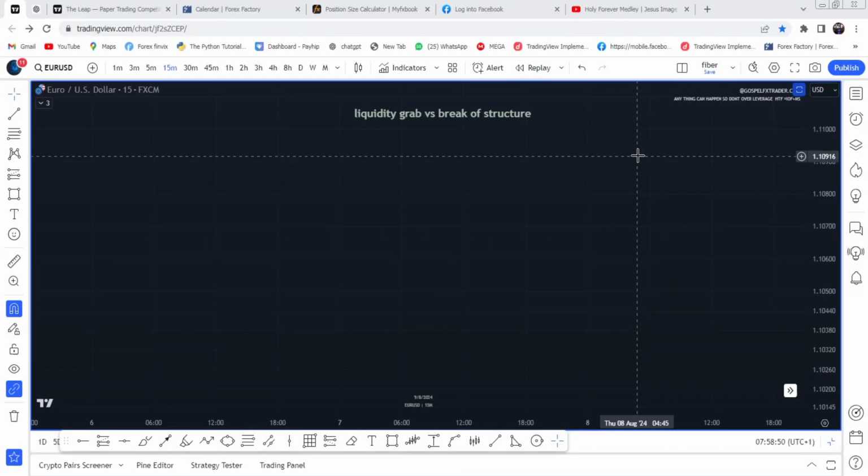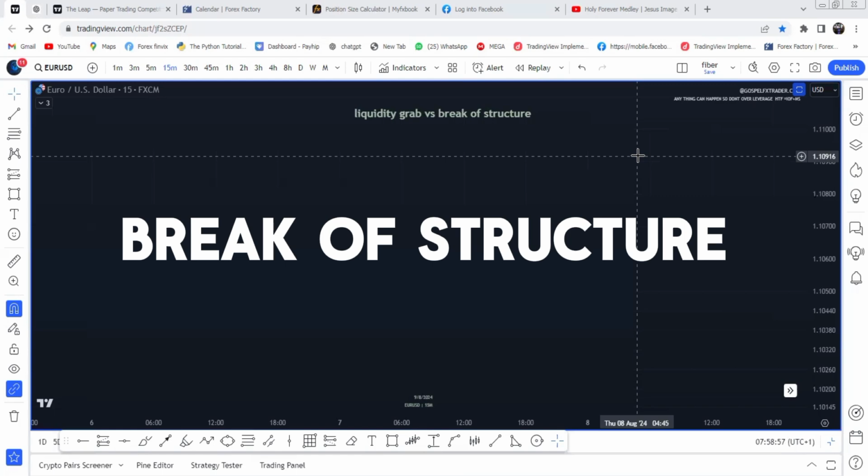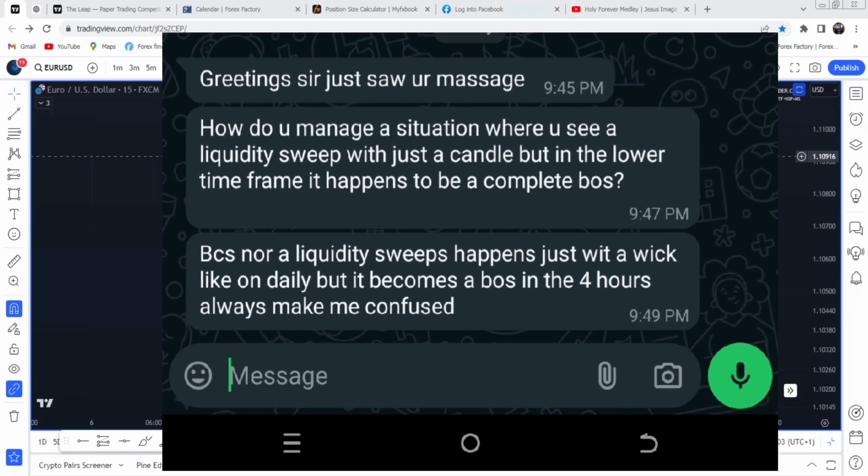In this short video, I'm going to be showing you guys how to differentiate between liquidity gap and break-off structure. I know this has caused a lot of confusion to many of you, and as a matter of fact, this was a question that was asked by one of our community members.